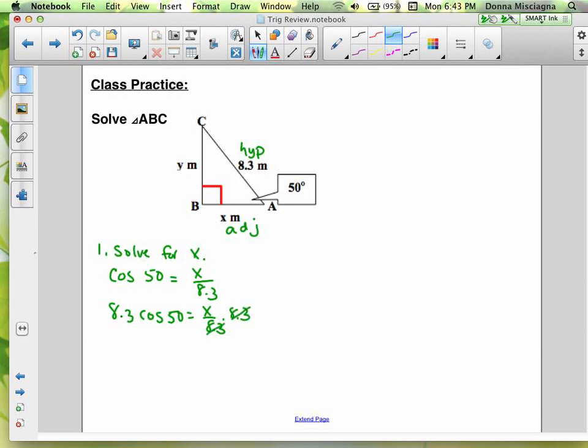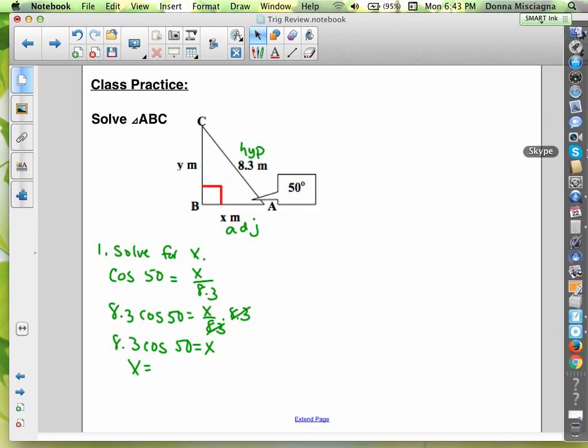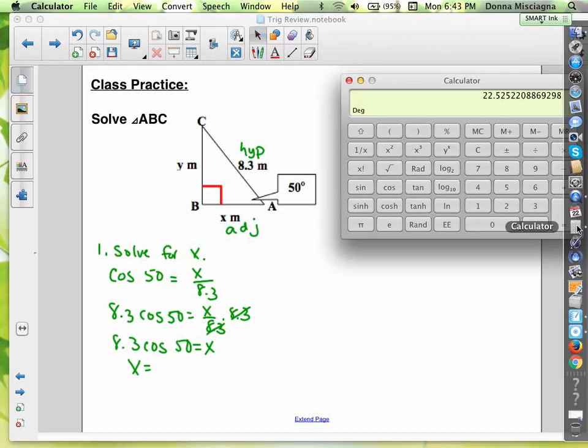Those will cancel, so we have 8.3 times cosine 50 equals x. We've got our variable isolated. It was as simple as setting up the equation and multiplying both sides by 8.3, by the denominator. So now we can just plug that into the calculator.